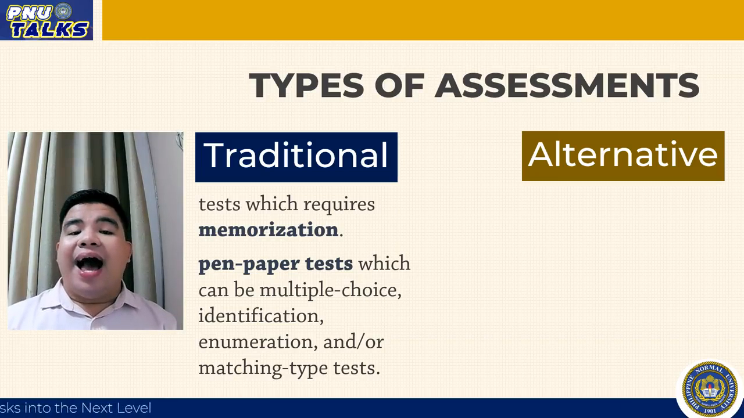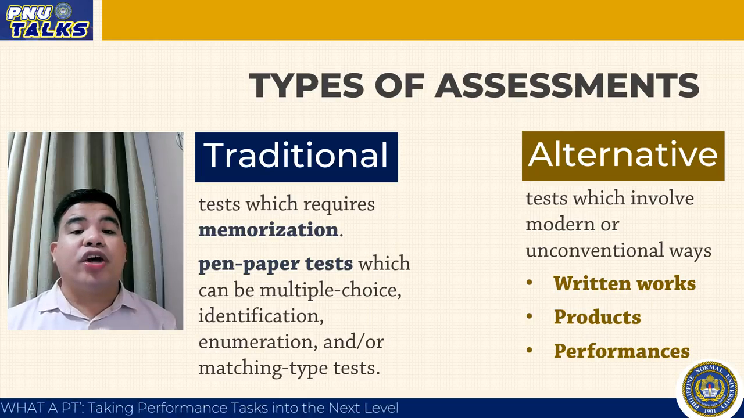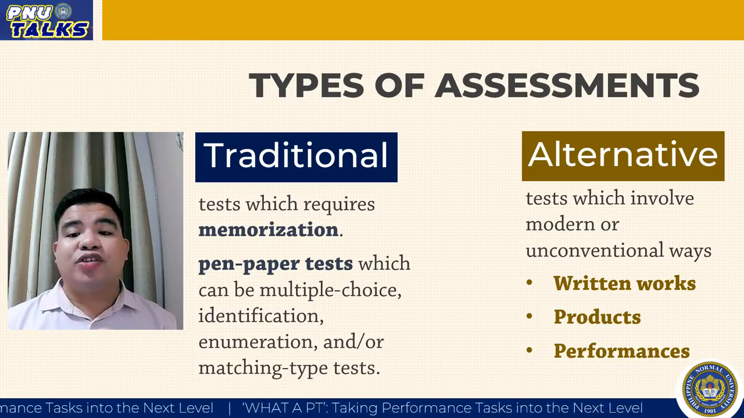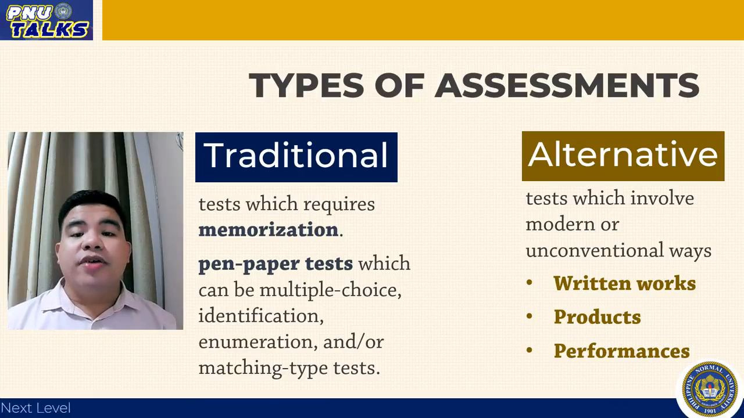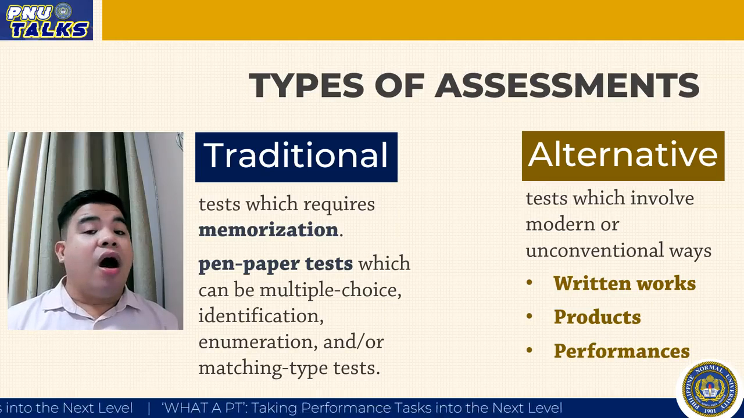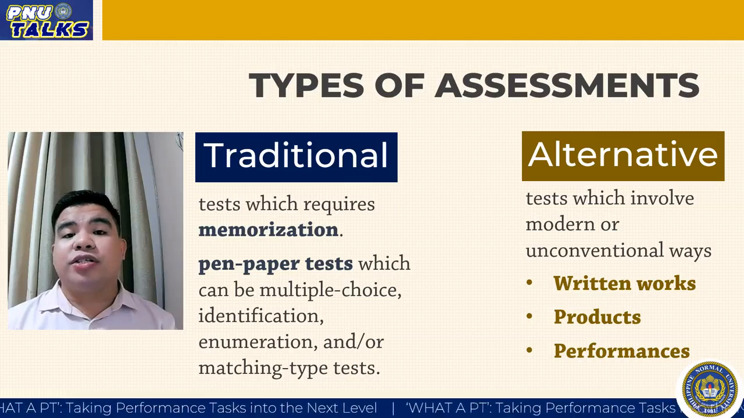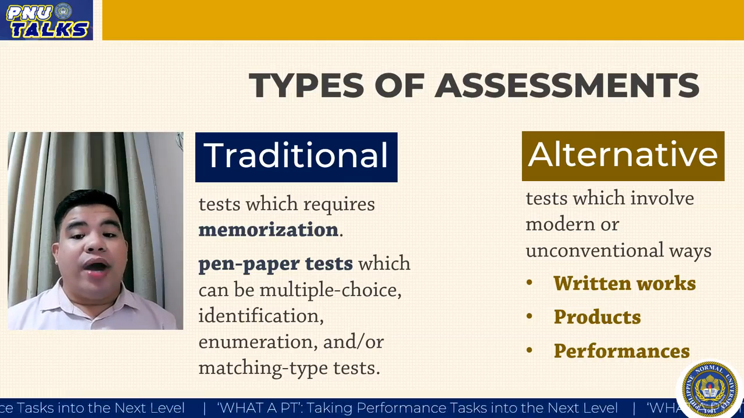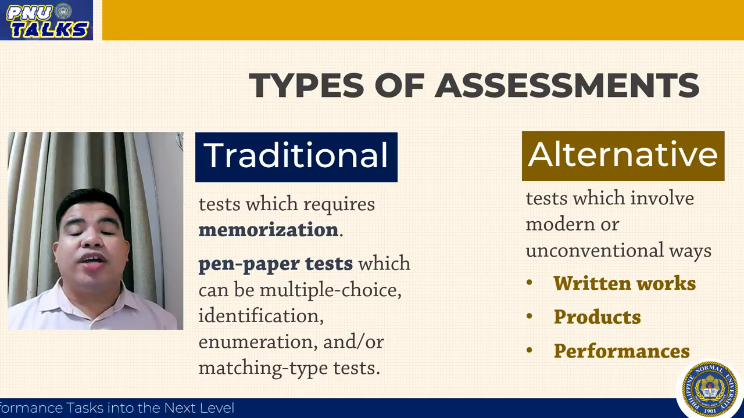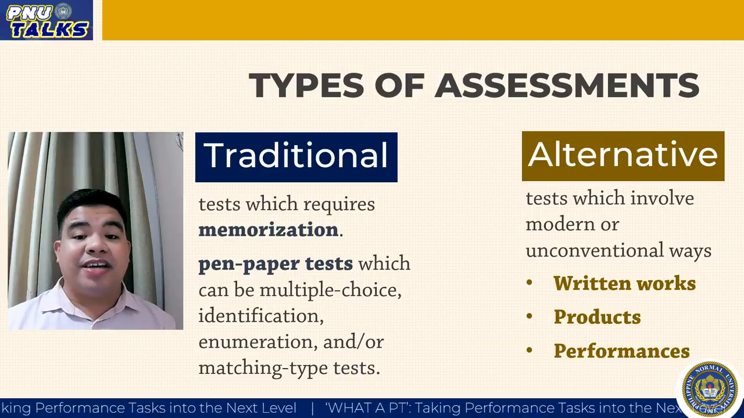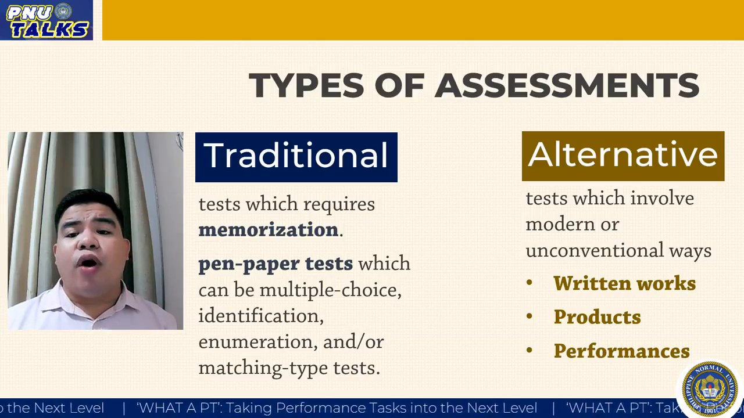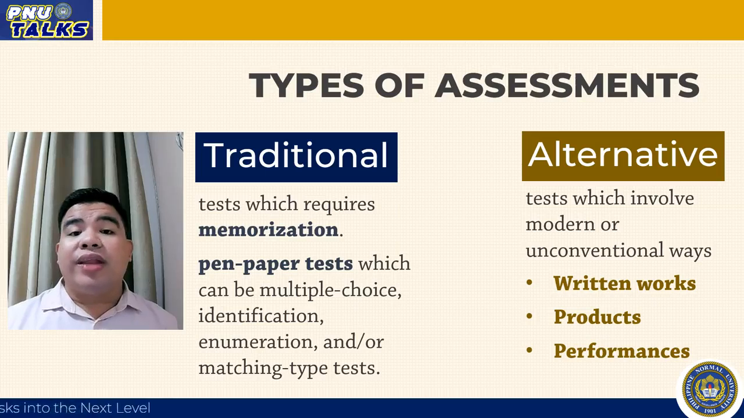On the other hand, alternative assessments are those which involve more modern and unconventional ways. They can be written works like compositions, term papers, reviews, letters, or proposals. They can also be products such as projects, artworks, research innovations, portfolios, to name a few. And they can also be performances, which include but are not limited to singing, dancing, drama, and oral presentations. They can also be combinations of all of these. Commonly, we call them performance tasks or PT.